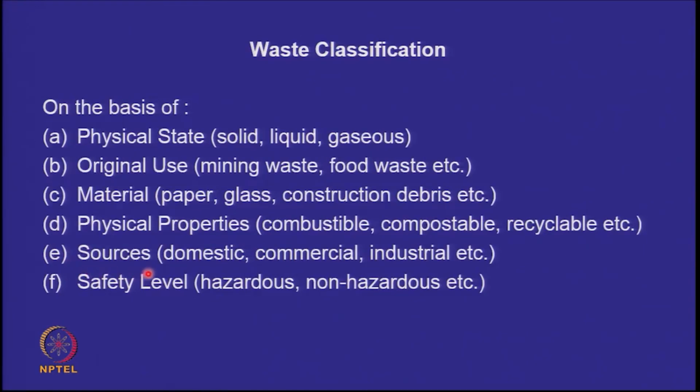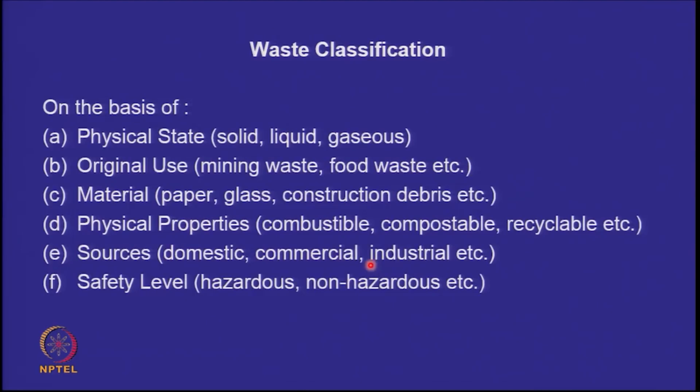Again, sources. You may have domestic waste coming from a residential area. You may have commercial waste. For example, in Delhi, you have commercial centers, you have markets, you have hotels. So domestic waste, commercial waste, you can have hotel waste, you can have market waste and industrial waste. Finally, we would be looking at the safety level definition. We discussed this a little earlier. Waste may be classified as hazardous and non-hazardous, etc.